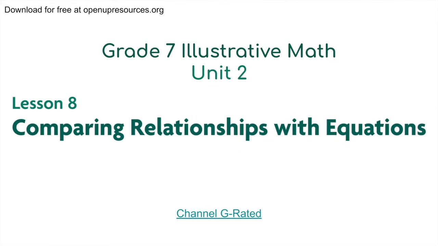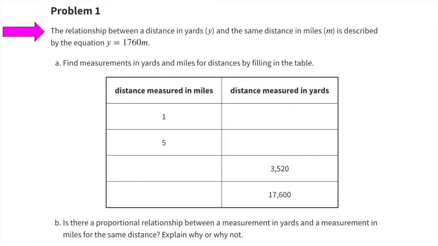7th grade Illustrative Math, Unit 2, Lesson 8, Comparing Relationships with Equations. Number 1. The relationship between a distance in yards, y, and the same distance in miles, m, is described by the equation y equals 1,760 m. A. Find measurements in yards and miles for distances by filling in the table.